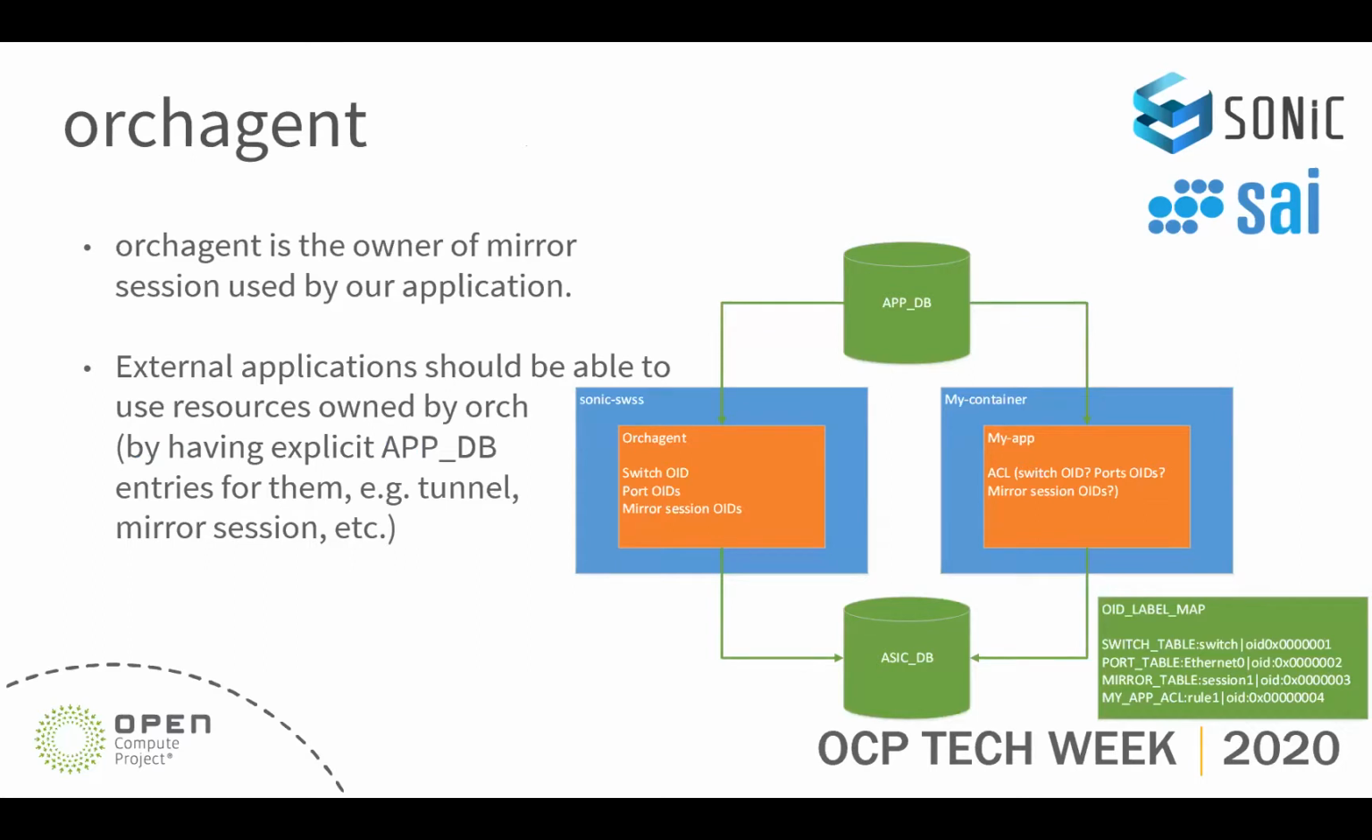Now talking about org agent, what do we need from it? Just the mirror session. As I mentioned, org agent today already knows how to create a mirror session. We want to use it. So the requirement here is external applications should be able to use resources owned by org agent by having explicit appdb entries for them, for example, tunnel, mirror session, etc. And ideally org agent would also provide a mapping from application DB to ASIC DB, so we could easily find those object IDs that we are interested in.